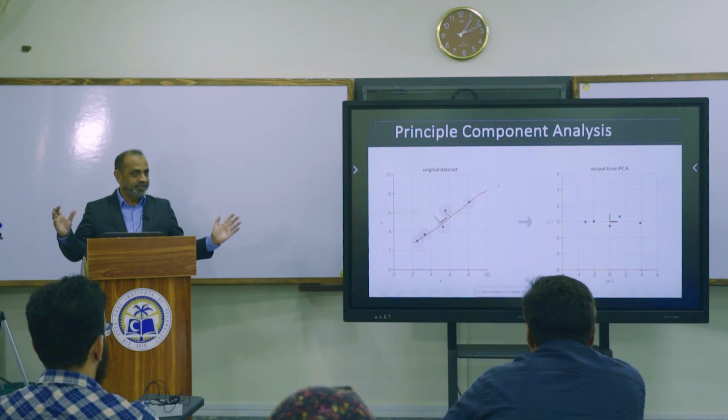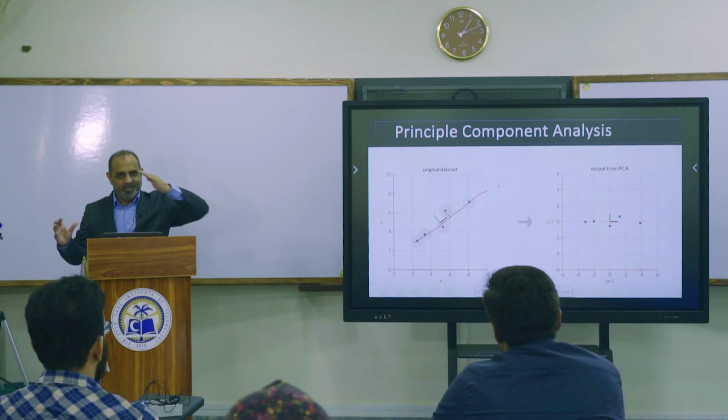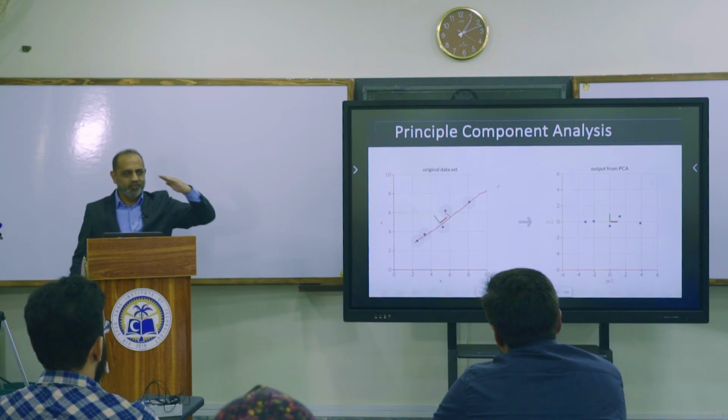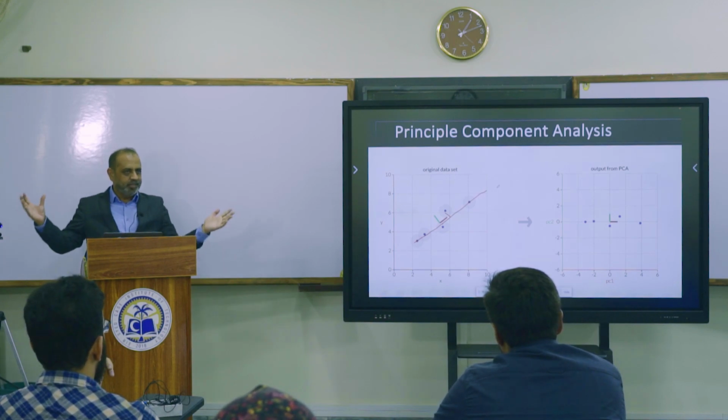This is where the data is. Okay? If I could put a vector here, I can reduce the second dimension. So this is called the principal component. Okay? So I have this data.